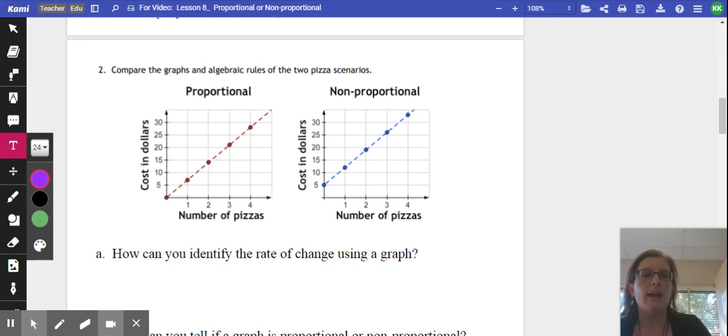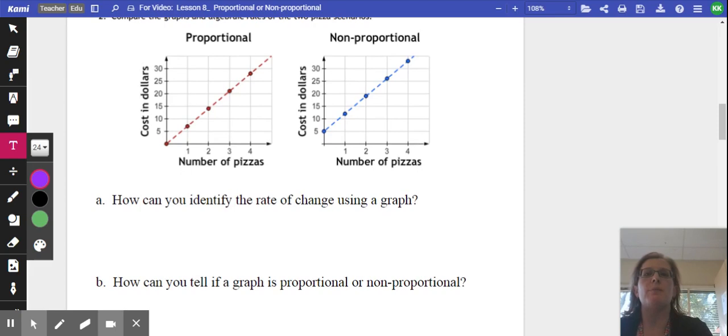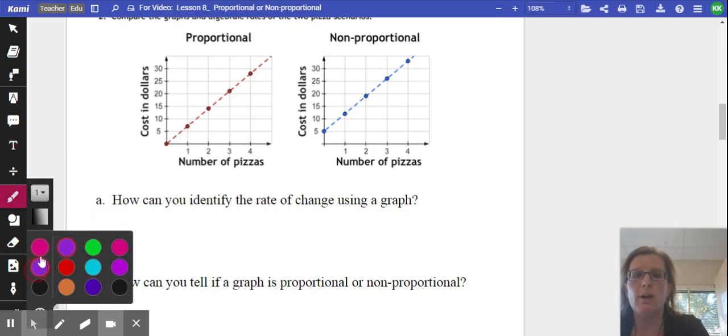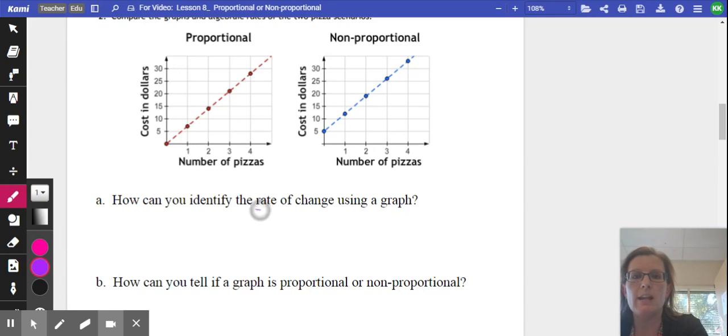Next, we are going to look at how we can find if a relationship is proportional or not from a graph. Our first question says to identify the rate of change using a graph. The rate of change is the exact same thing as the slope. So how do I identify the rate of change in a graph? We just have to find the slope.